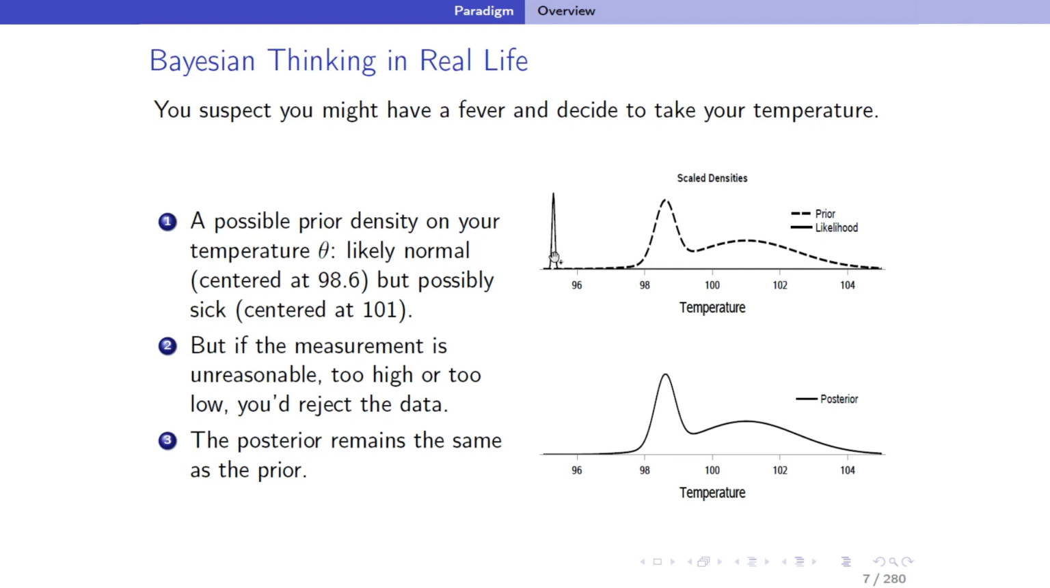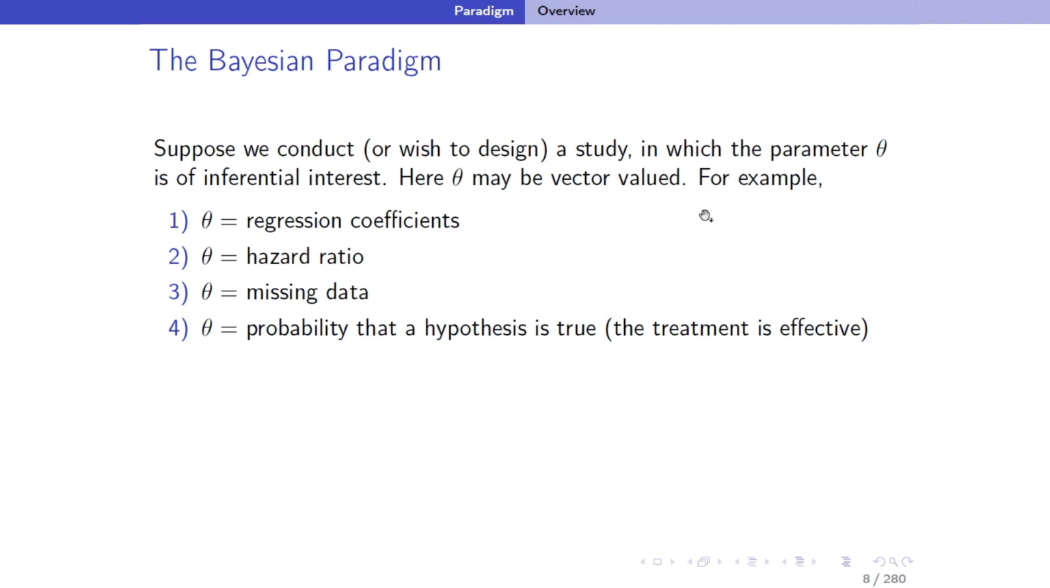And by rejecting the data, why do we reject the data? Because there is so little prior belief that you could have a body temperature of, say, 90 degrees or 85 degrees. So that reflects on the probability, and that's how you reject the data, and your posterior will then be the same. And so this is the Bayesian paradigm in a more statistical sense.